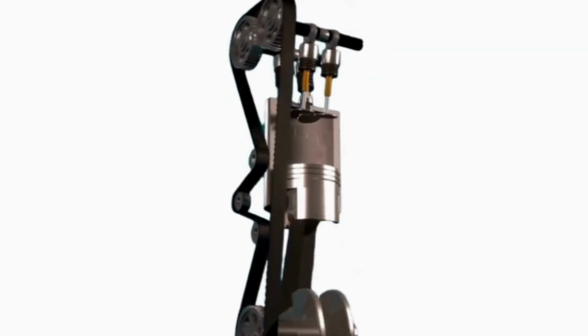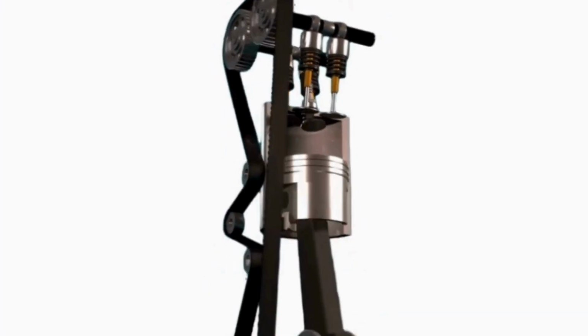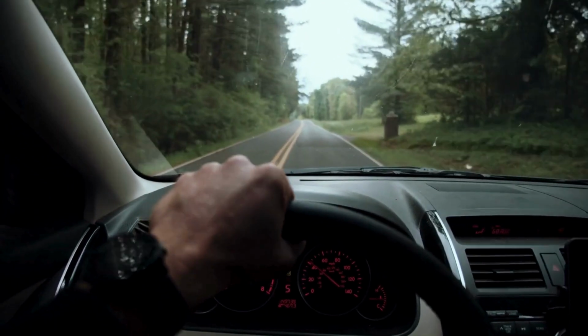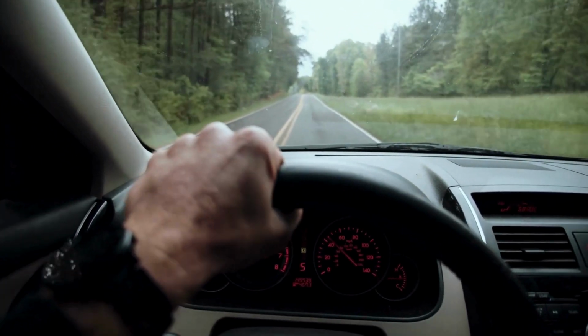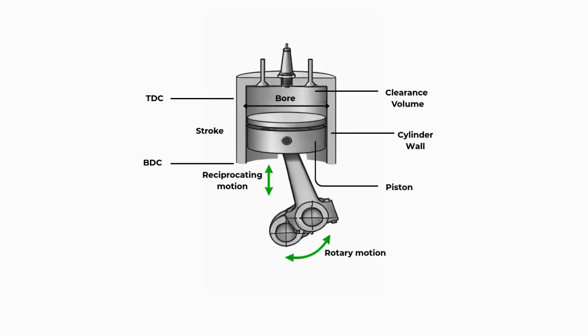This combustion produces high-pressure gases that push the piston downward. The movement of the piston is then converted into rotational motion by the crankshaft. This rotational motion is what ultimately drives the vehicle. Before understanding how an engine works, it is important to understand several key terms.